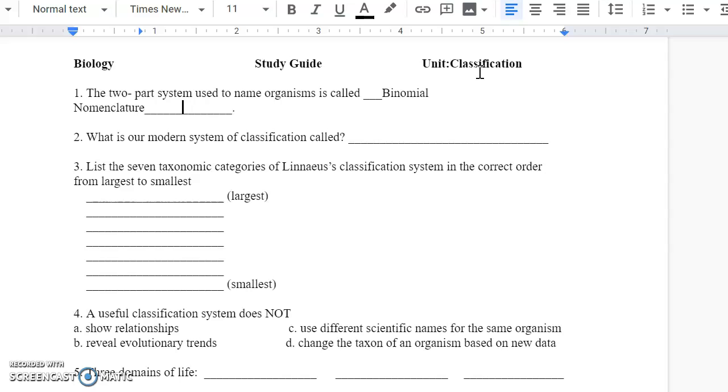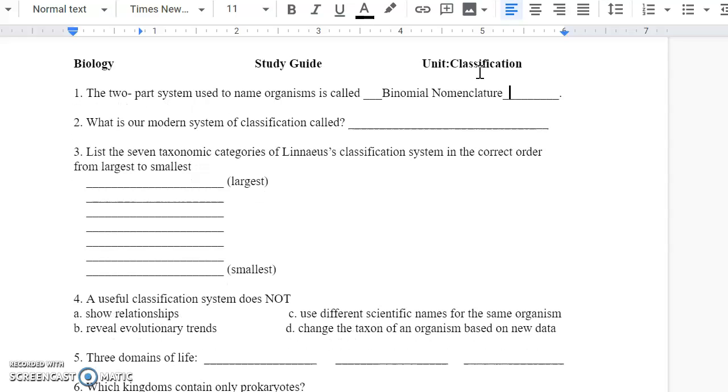What is our modern system of classification called? It's called the Linnaean system of classifying, named after Carl Linnaeus, who started our first naming system. So Linnaean nomenclature, Linnaean system.